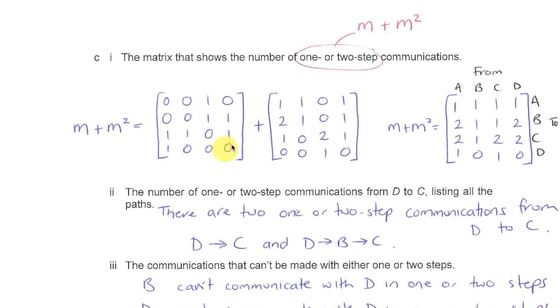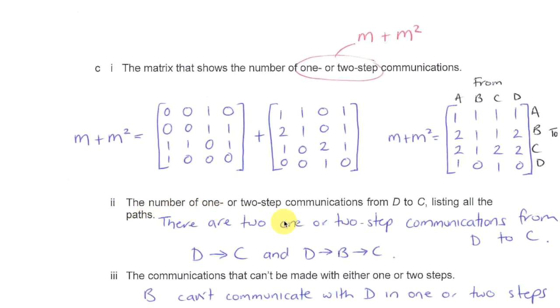So we're going to have our M matrix, and then we get the M matrix and we square it. And so this result here is the M squared matrix. See how they're different? It's simply this matrix squared is this matrix. If we add those two together, we'll get this matrix here. So this shows us all the communications from objects A, B, C, and D to each other, achieved either in a one-step or a two-step.